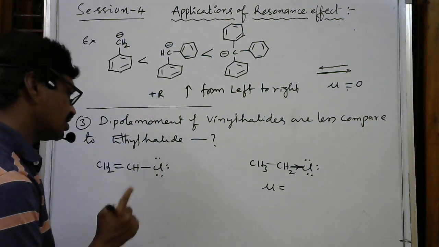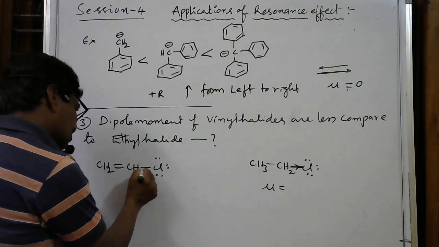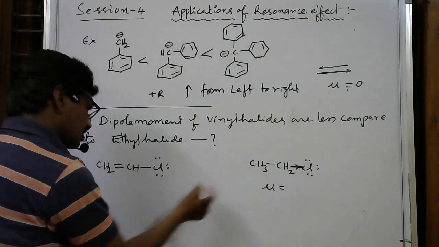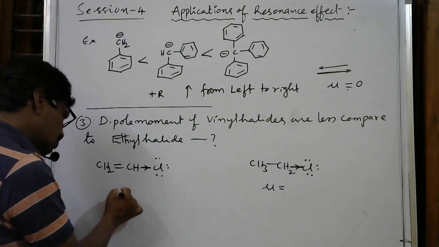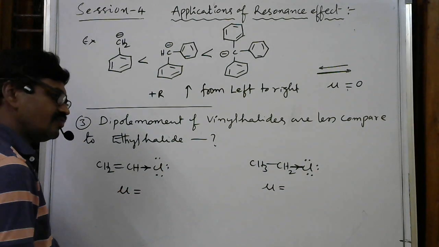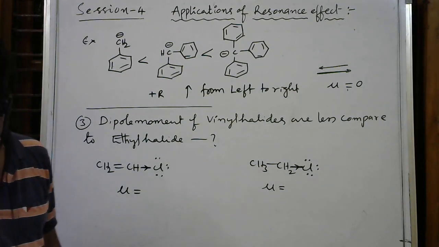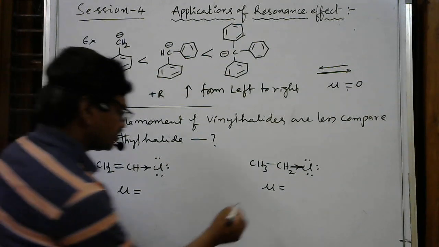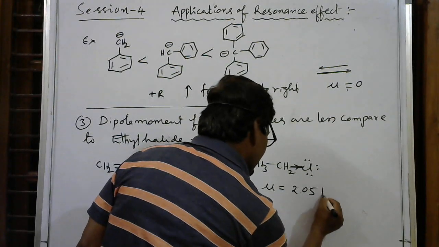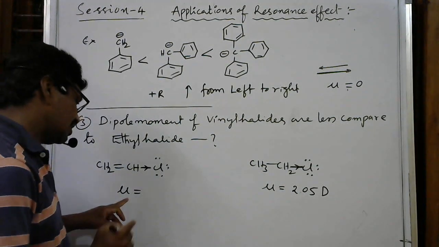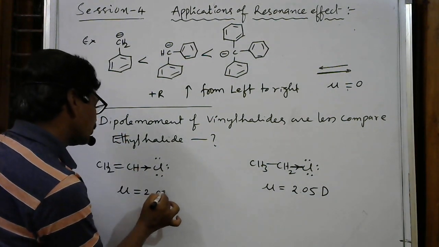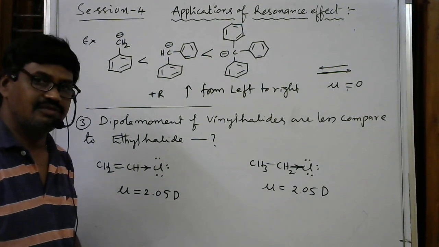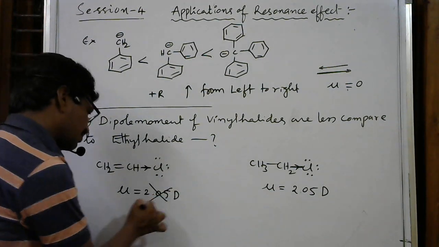Because of chlorine's greater electronegativity, the bonding electrons are moving towards the chlorine side, so it has some bond moment. For ethyl chloride the dipole moment is 2.05 D as per experimental findings. In vinyl chloride, if you observe only this much, we would also expect 2.05 D, but this is not the case.